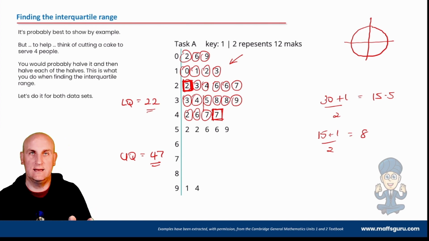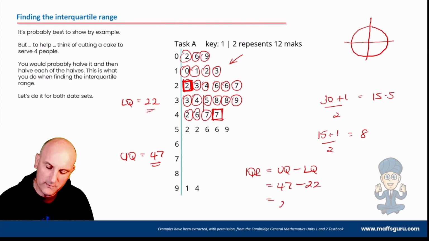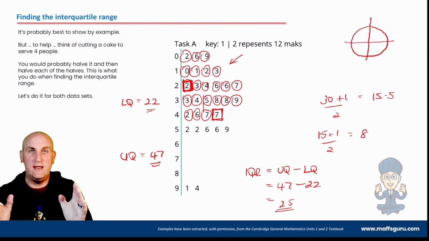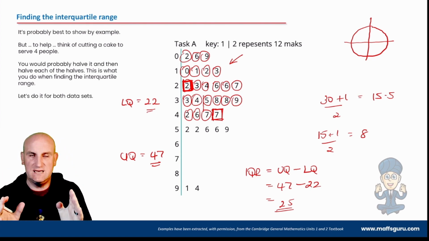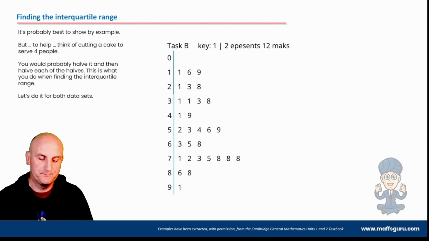Having done that, there is a quite simple rule to find the interquartile range. Range means take the numbers away. So my IQR, my interquartile range, is my upper quartile minus my lower quartile. I'm going to do 47 minus 22, which gives me 25. That tells me that the spread of the middle 50% of my data is 25 marks. On its own, not particularly useful, but if we were to compare that with data or task B, life would be good. So there we go.